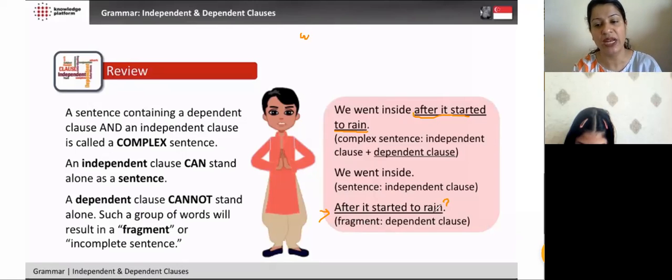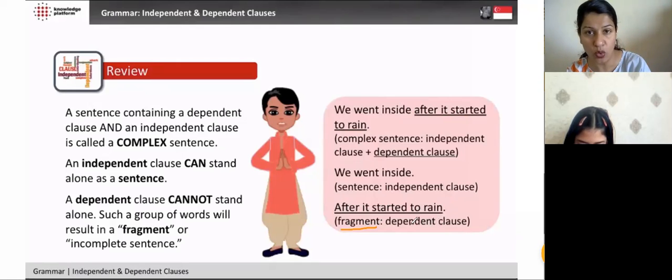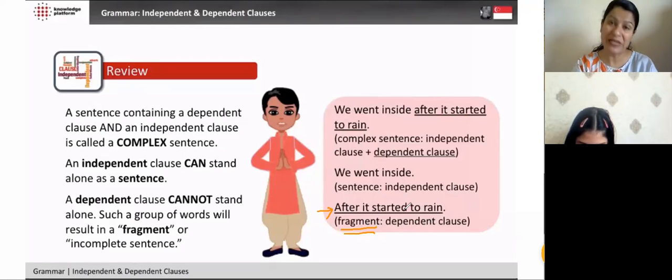After it started to rain, अगर आप अलोन इसको रहने देंगे, इन इटसेल्फ इसको रहने देंगे, तो दिस विल बी कॉल्ड अ फ्रेगमेंट. ठीक है? डिपेंडेंट क्लॉजेस, if they appear on their own, just like over here, after it started to rain, full stop, this is now going to be considered a fragment.